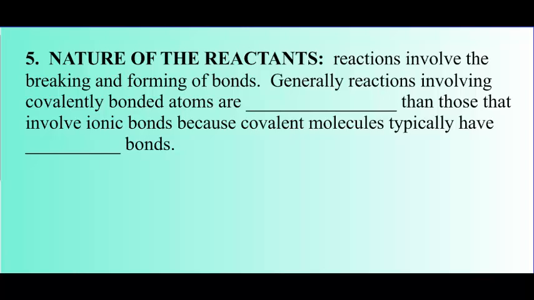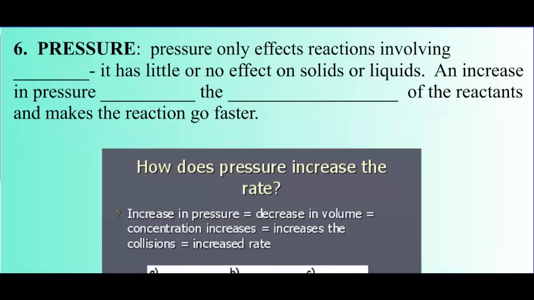Nature of the reactants. What you're reacting plays a role in how quickly or slowly things react. Things that are covalently bonded are larger than ionic compounds, and therefore they're slower. Because in order for a covalent thing to react, you have to break more bonds. So covalent reactions tend to be slower than ionic reactions simply because of size. There's more breaking and making when a covalent substance is involved than when an ionic substance is involved.